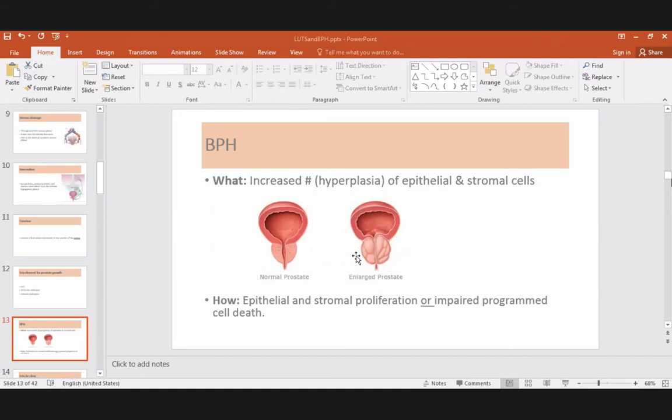And you can see when it increases, there is obstruction, external compression of the urethra, and the patient suffers the symptoms of urinary obstruction.